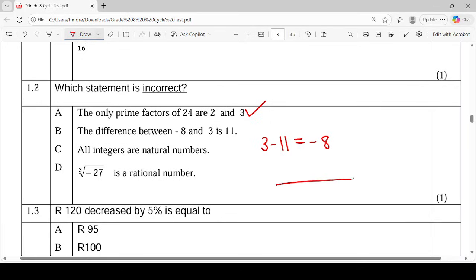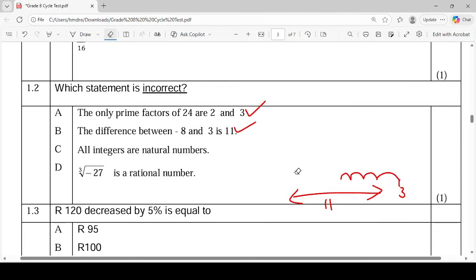but you could also draw a number line and say -8 and 3, and work out how many jumps. So -7, -6, -5, -4, -3, -2, -1, 0, 1, 2, and 3. It's 11 jumps. So you can see that difference is 11. So that one is also right. And then, like I said, we maybe don't know the word one yet. So let's check D first.